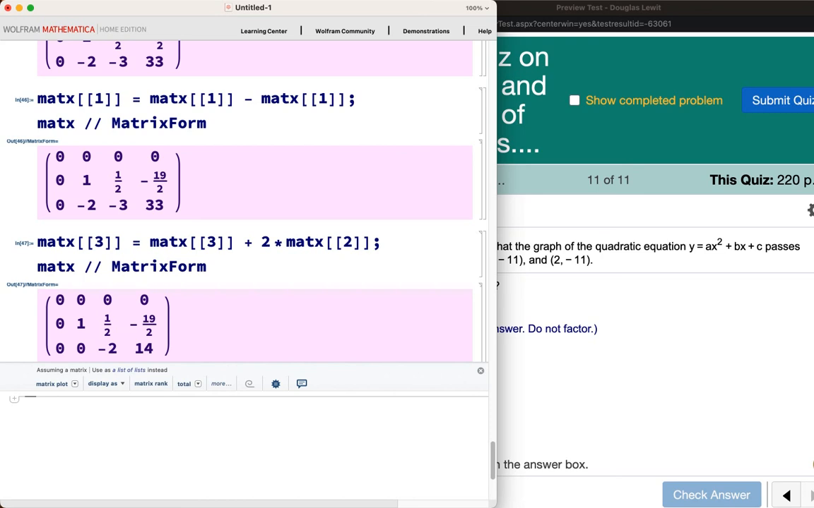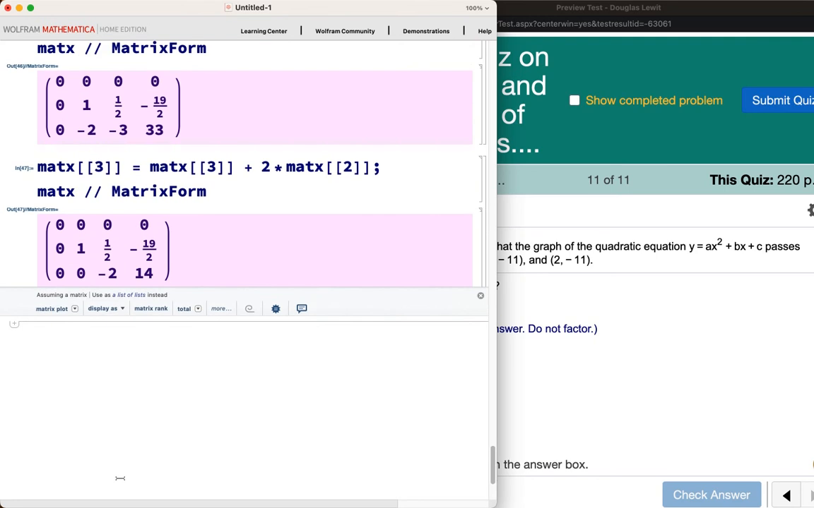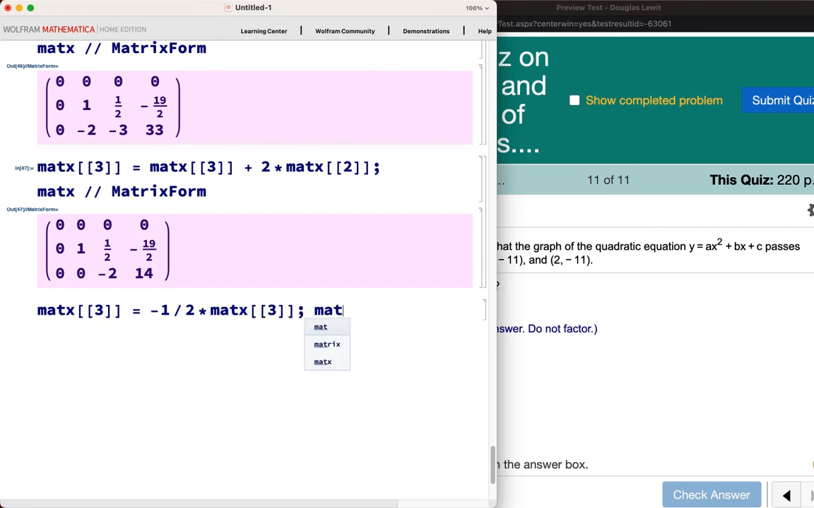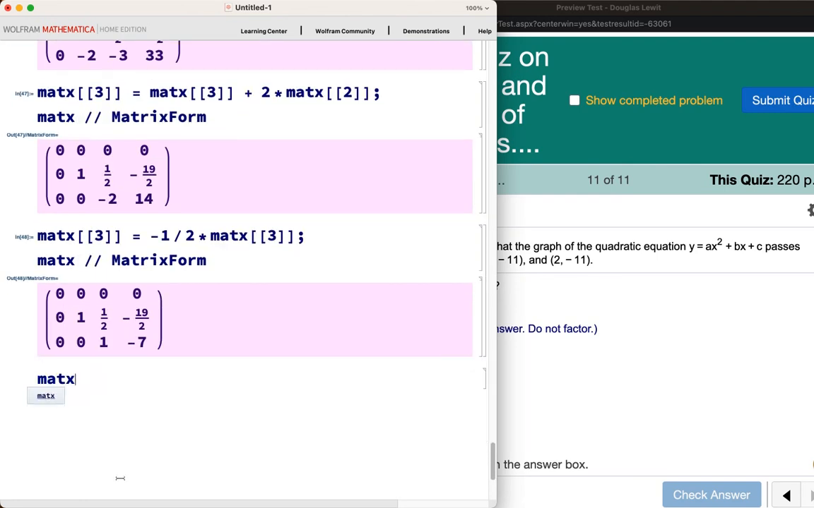Okay, so we're almost done with the problem. So remember, this has to be the number 1, and then after I change the negative 2 into a 1, then this number has to become 0, okay? So the third row is equal to negative 1/2 times the third row. Okay, and then the second row is equal to the second row minus 1/2 times the third row.